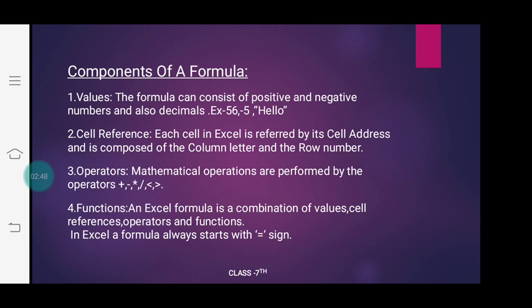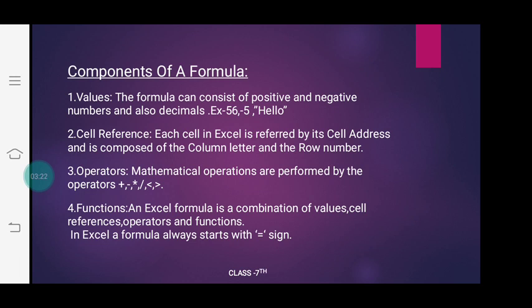Cell reference. Now, each cell in Excel is referred to by its cell address, and the cell address is composed of column letter and row number. Now, third one is operators. Mathematical operations are performed by operators like addition, subtraction, multiplication, division. We can easily do the mathematical operations by using the operators plus, minus, multiplication.